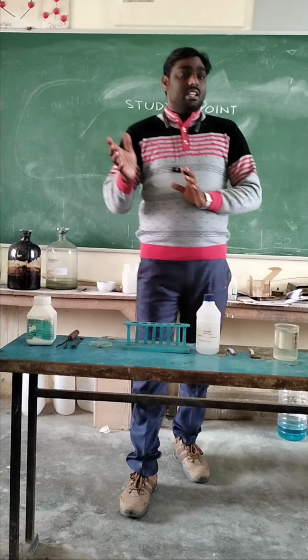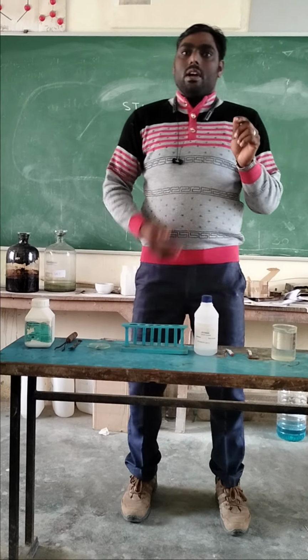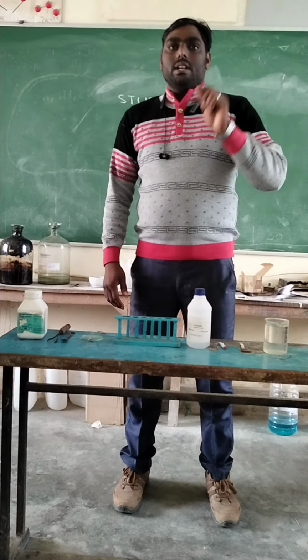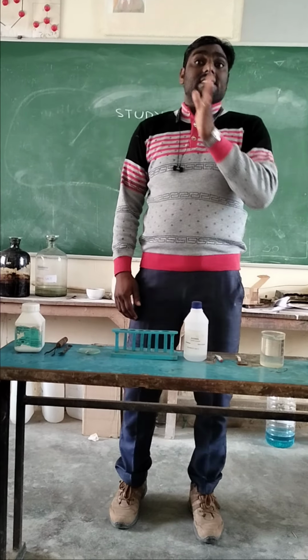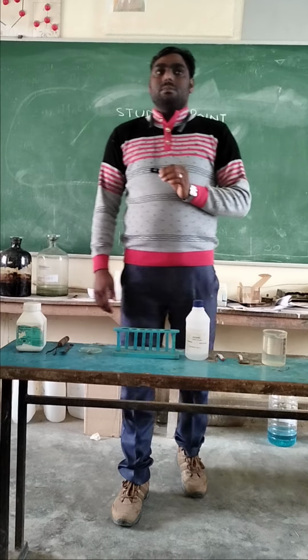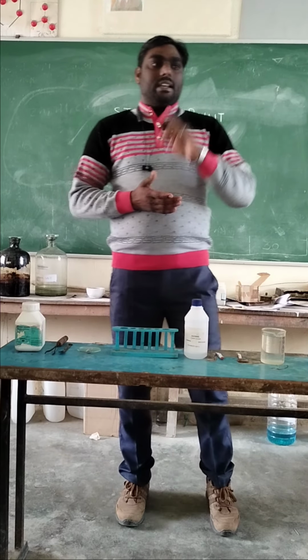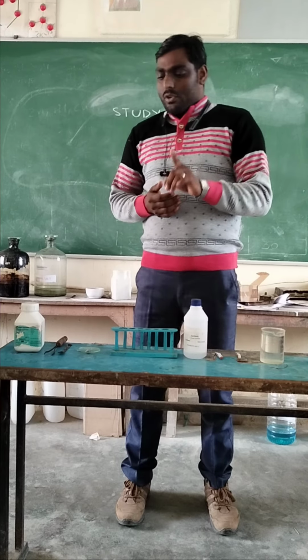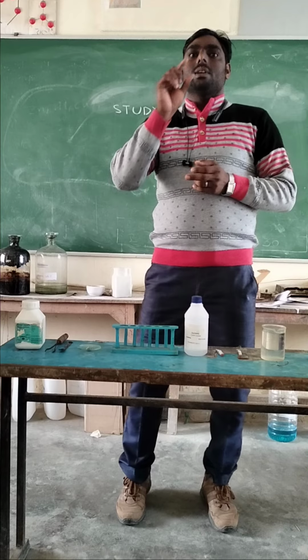So first step, we are going to perform a litmus test. As we know, alcohol is a neutral compound. It does not give a litmus test, while the acetic acid is acidic in nature. It gives a litmus test in which it converts blue litmus to red. In the second step, we are going to perform the reaction of both alcohol and acetic acid with sodium metal.